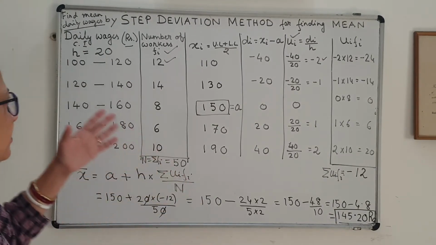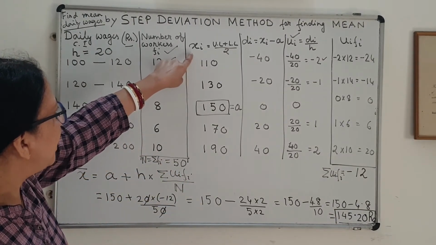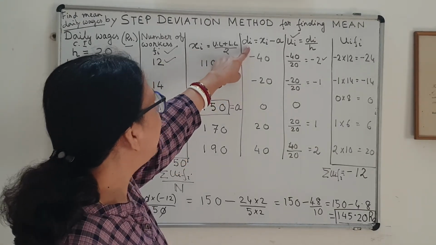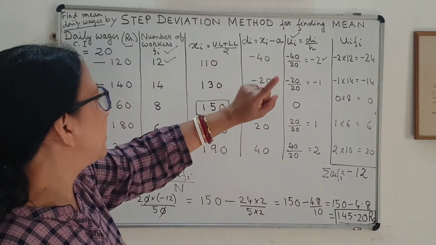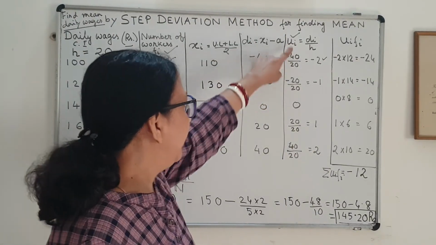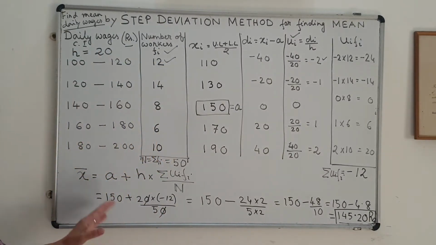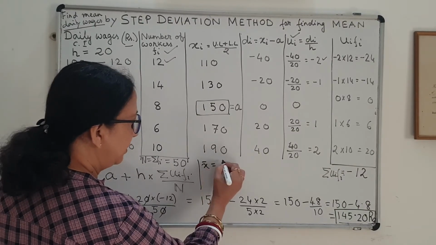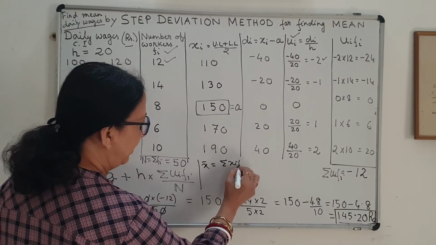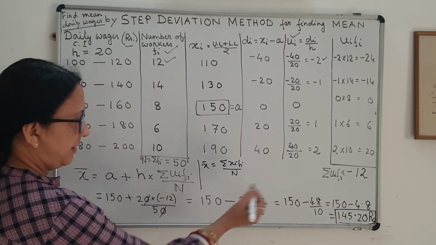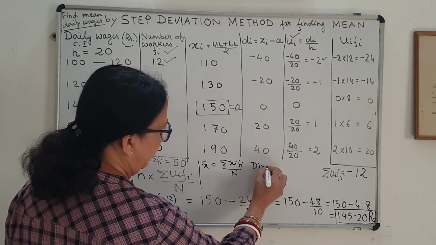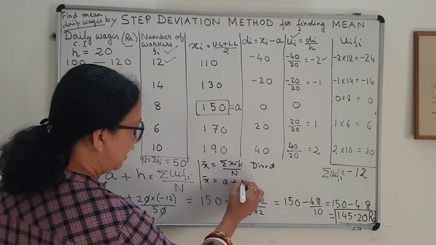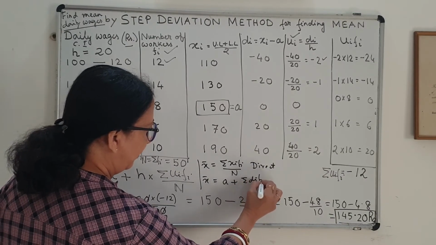In direct method, we multiply Fi with this Xi, that's why direct method. In assumed mean method, we multiply Fi with Di, and in step deviation we multiply Fi with Ui. And formulas are, for recapitulation, for direct method, x bar is equal to sigma XiFi upon n. For assumed mean method, x bar is equal to this assumed mean A plus sigma DiFi by n.